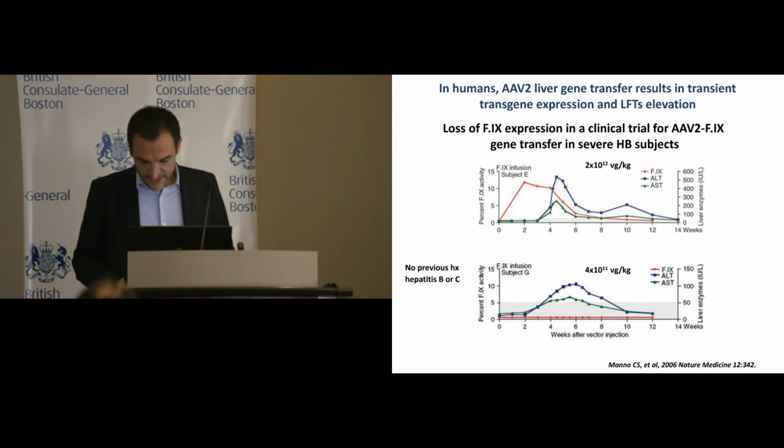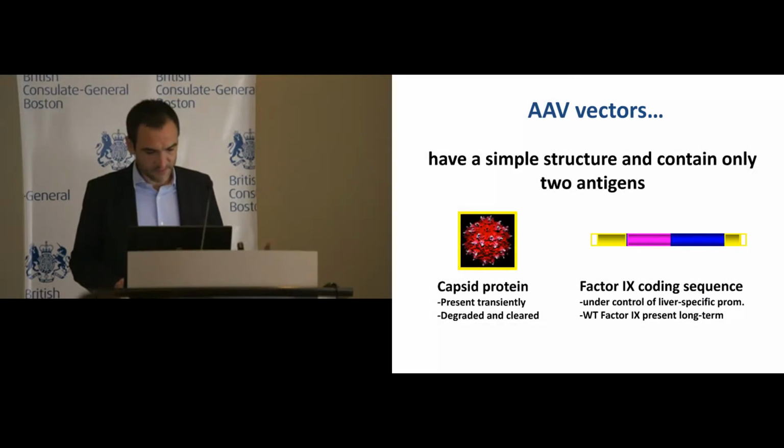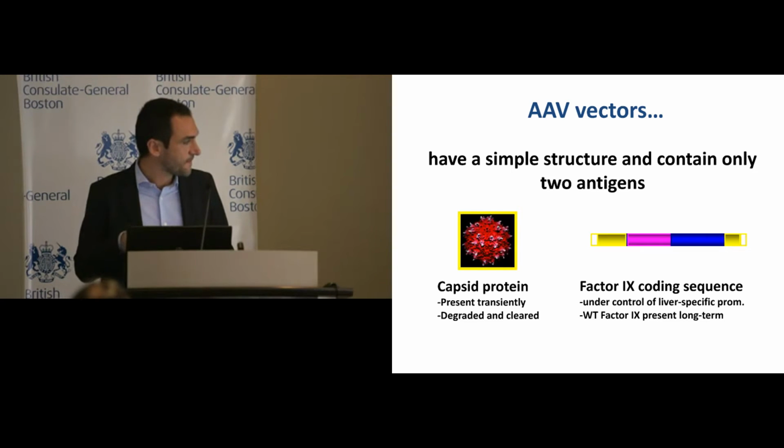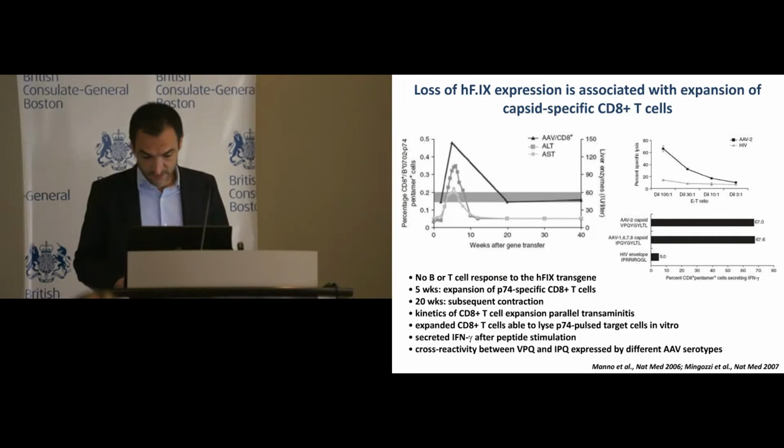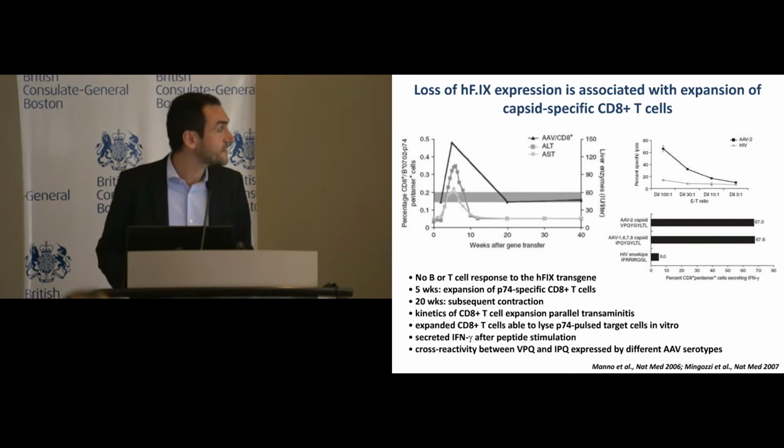So we did a lot of studies at the time to try to understand why this was happening, and we really focused on the issue of immunogenicity of our vector, and in particular of the two antigens associated with the delivery of this vector, which were the non-replicating capsid and the factor 9 transgene encoded by this vector. And this is really a summary slide of many studies.